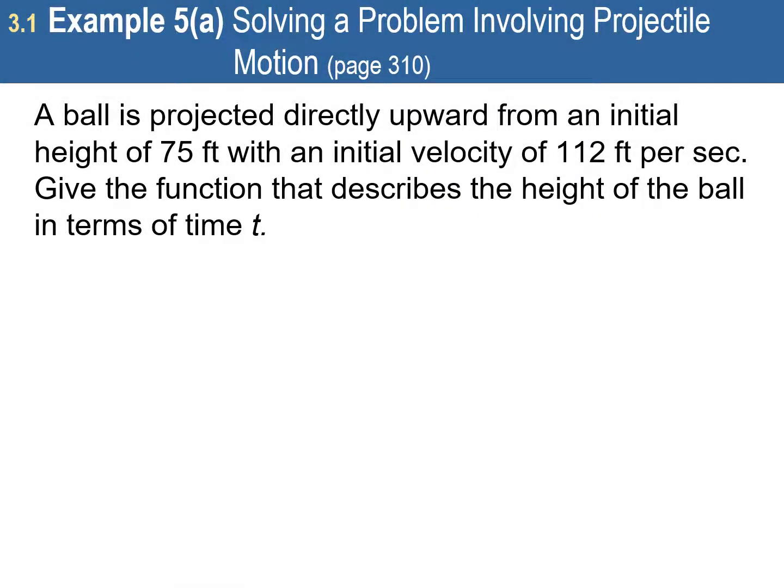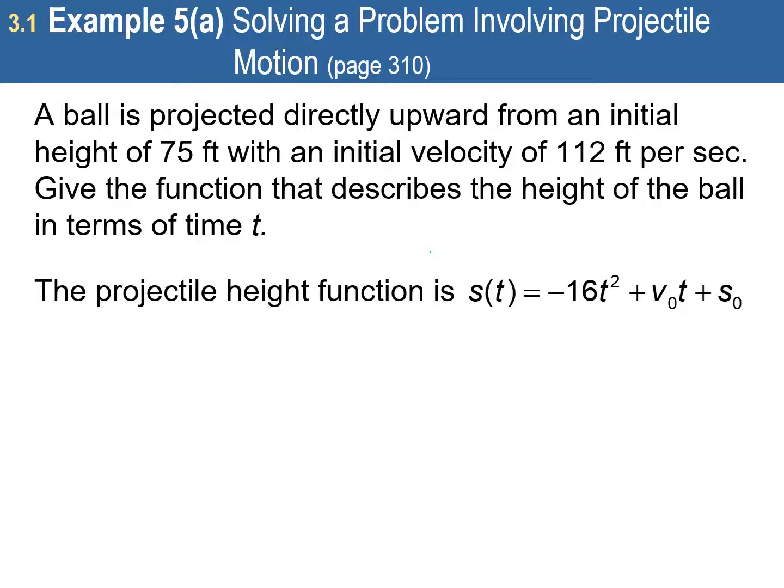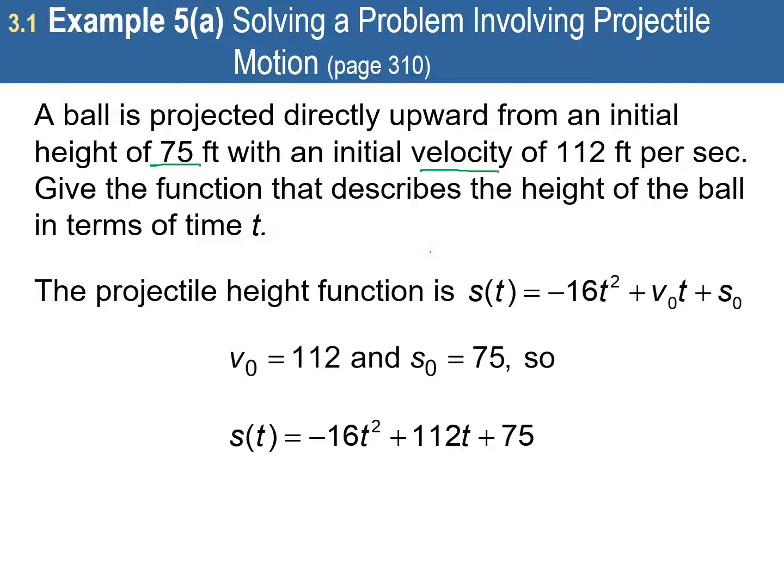Now suppose a ball is projected directly upward with an initial height of 75 feet with an initial velocity of 112 feet per second. Give the function that describes the height of the ball in terms of the time t. Now remember, the projectile function, we're doing with feet, so it's minus 16t squared plus v naught t plus s naught. So you're told that v naught, the initial velocity, is 112, and the initial height is 75. So my equation is minus 16t squared plus 112t plus 75.